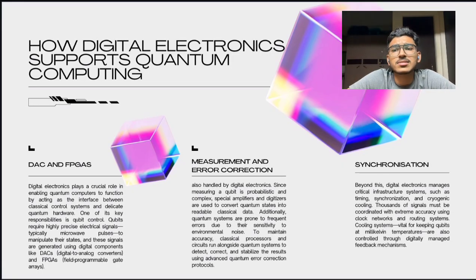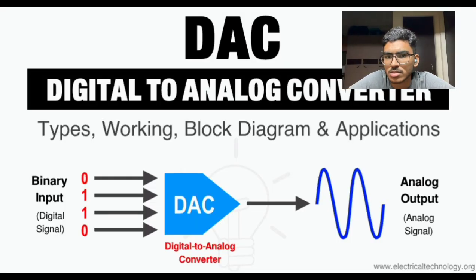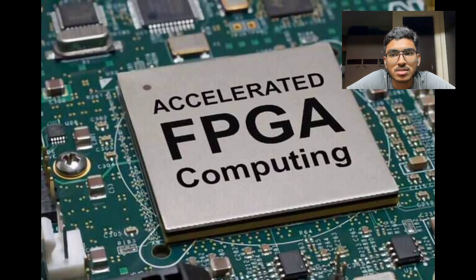So, how exactly does digital electronics help in the functioning of a quantum computer? The answer lies in the deep integration of classical hardware with quantum mechanics. First, let's take a look at qubit control. Qubits are incredibly delicate and operate at near absolute zero temperatures. To manipulate them, we send extremely precise electrical signals, usually in the form of microwave pulses. These signals are generated using digital to analog converters (DACs) and field programmable gate arrays (FPGAs), which are both core components of digital electronics.